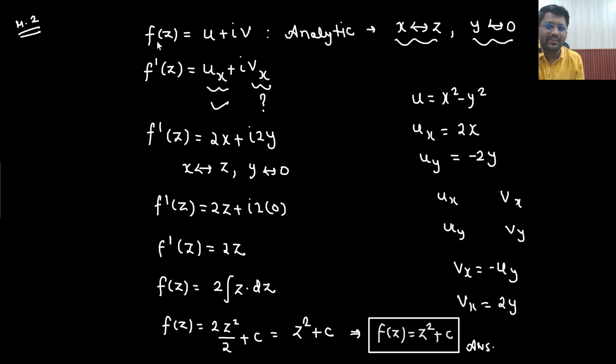So here you are partially differentiating with respect to z, but actually you partially differentiate with respect to x. Ux value I already have, vx value I don't have. I can use the property, I will get the value of vx as well. Again, if this is f of z, it will also be analytic.